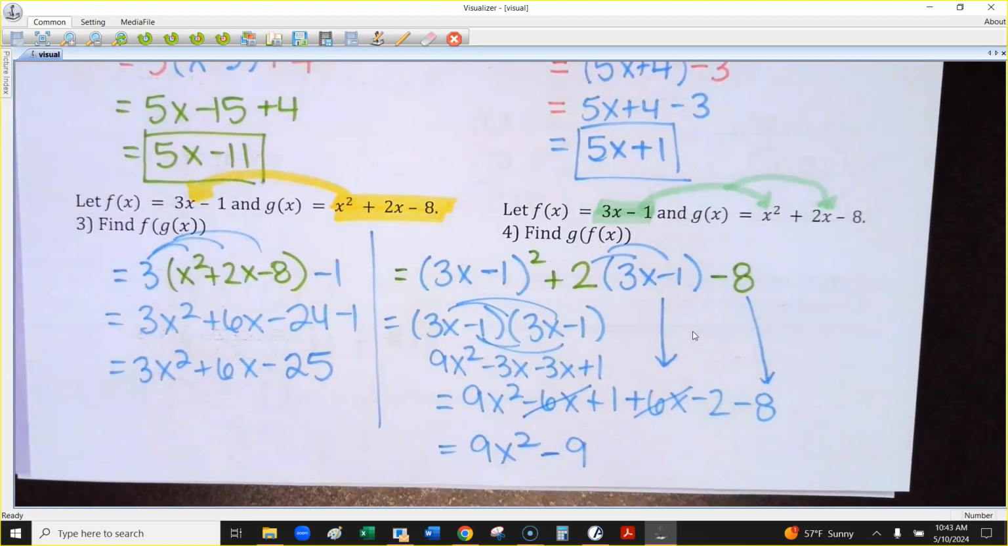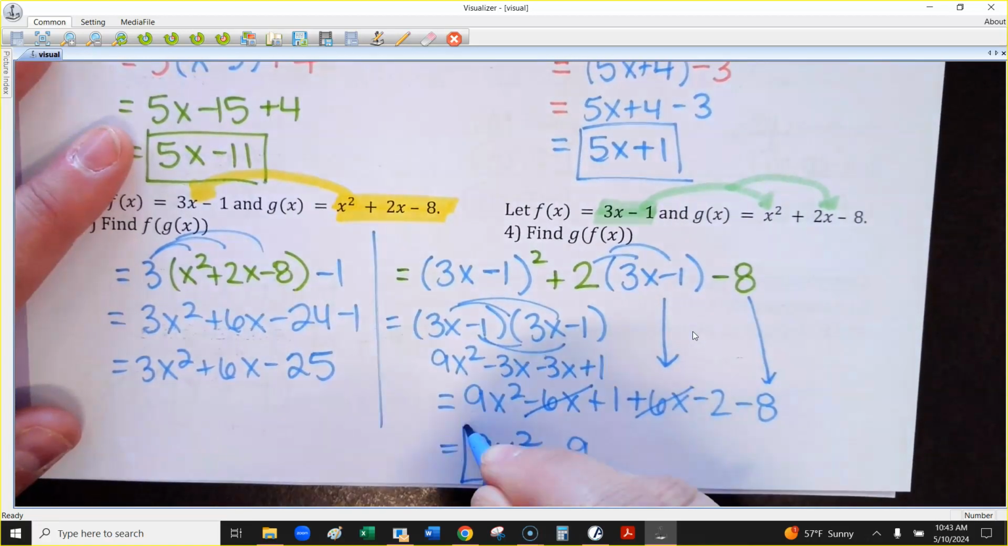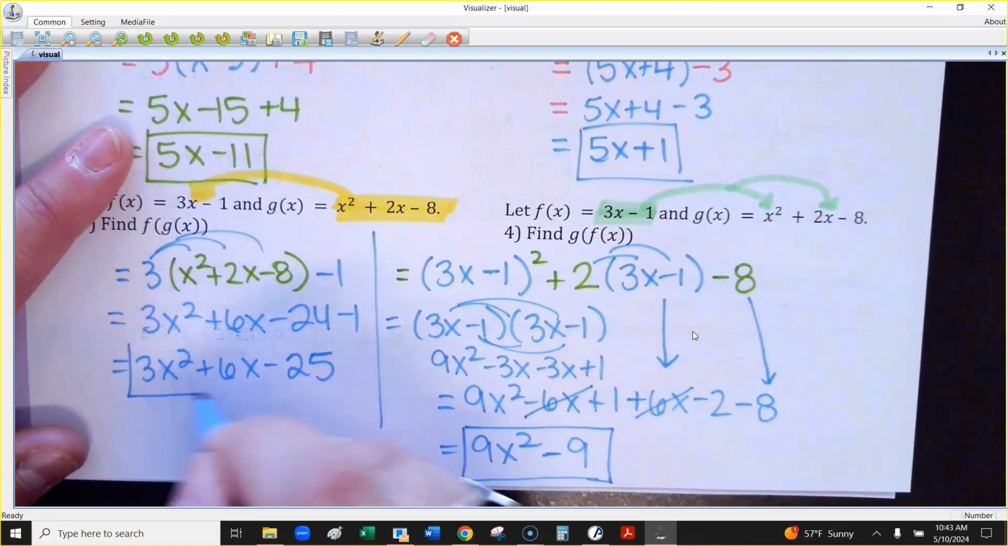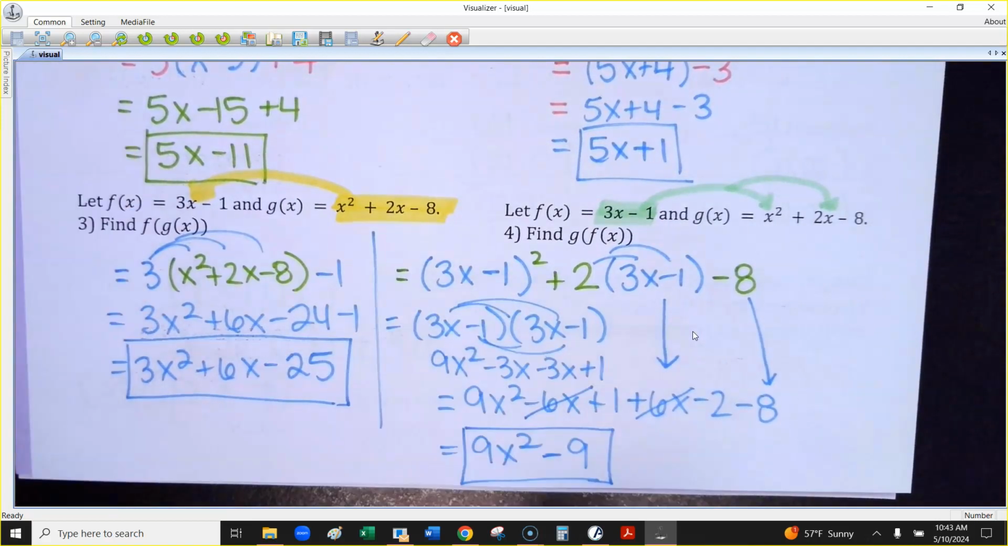And then you may be tempted, right? I could pull a 9 out in front. I could factor, don't factor, just leave it like this. Don't try to factor it. We're just trying to write the composition, so we don't need to factor anything. We're not solving anything. We're just multiplying it out.